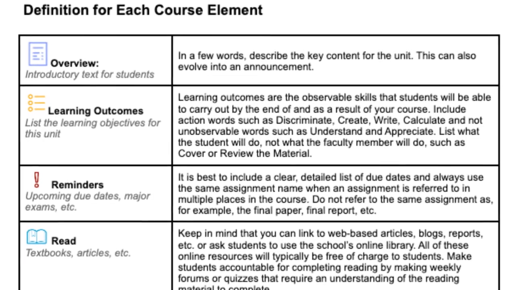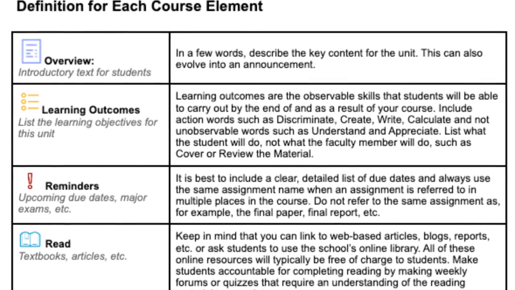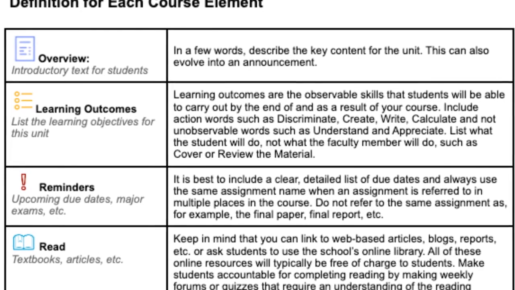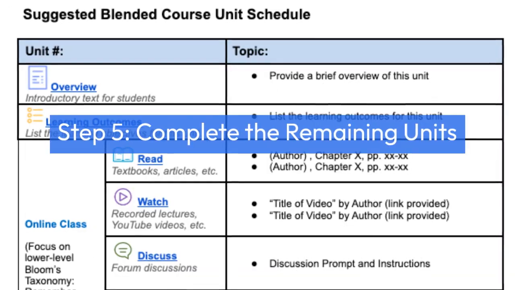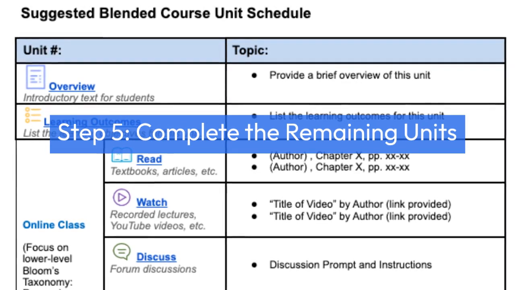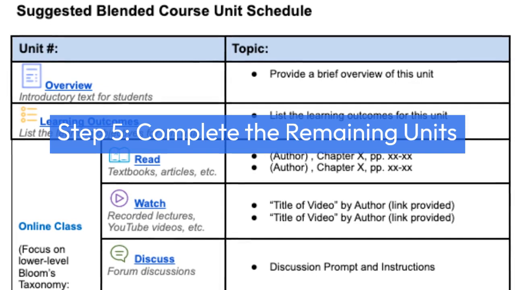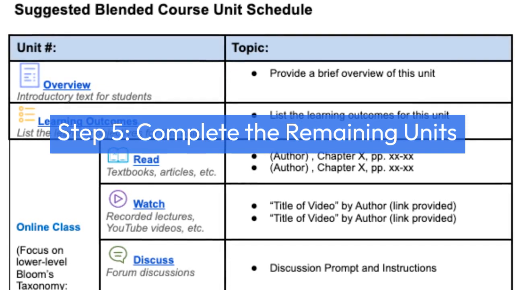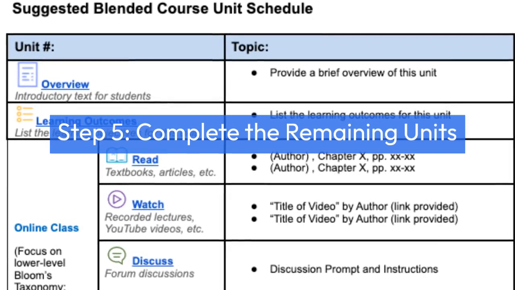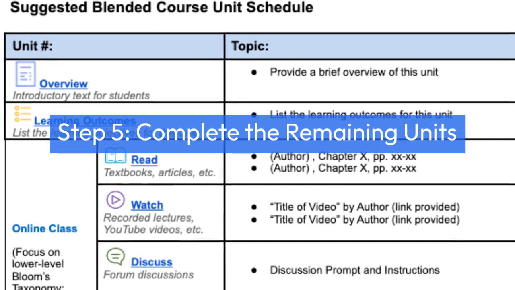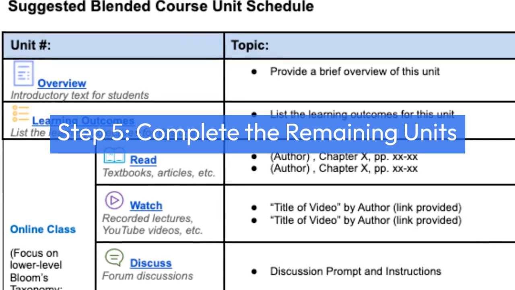Refer to the list of course elements for ideas on available learning activities to include in both the online and in-person sessions. Step 5. Complete the remaining units. For each unit or week in your course, simply duplicate the unit tables and fill in the relevant information. Tailor each unit to progressively build on the previous one, ensuring a cohesive learning journey.